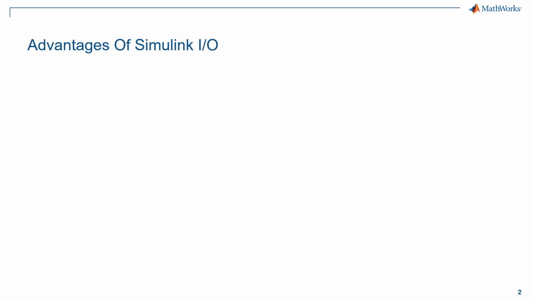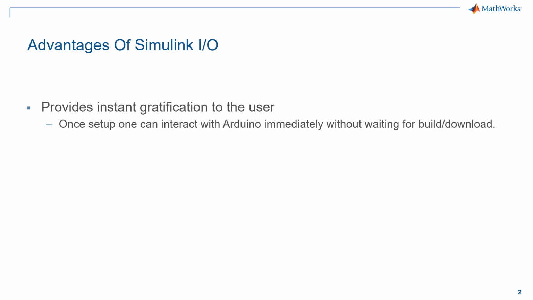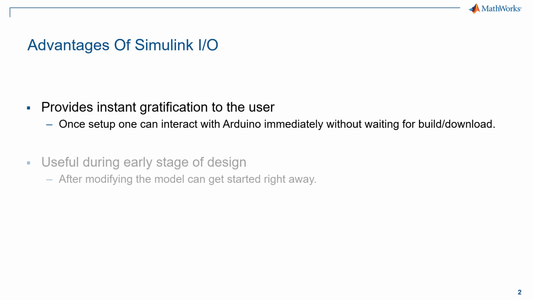The biggest advantage of Simulink IO is that it provides instant gratification to the user. With Simulink IO once set up, you can read, write to Arduino immediately without waiting for a build or download. If you wish to change your model, hit stop, change your model, and click run. You should get started right away. This is useful during early stage of your design in which you might want to update your model regularly.